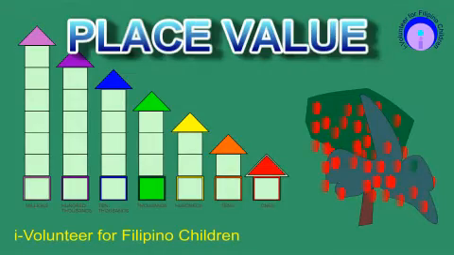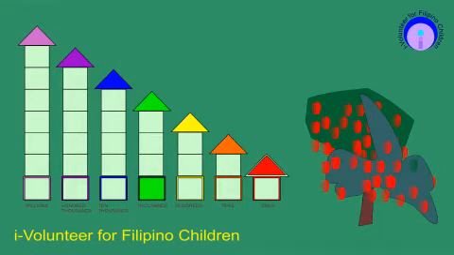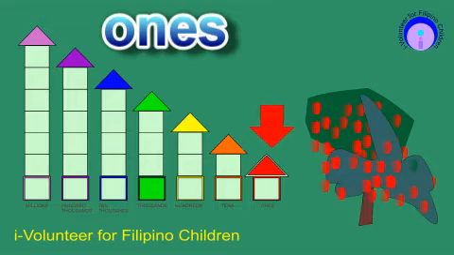In order for you to understand it, I will introduce to you my place value houses. My place value houses are very colorful. The smallest unit is the color red. It represents one's place value.